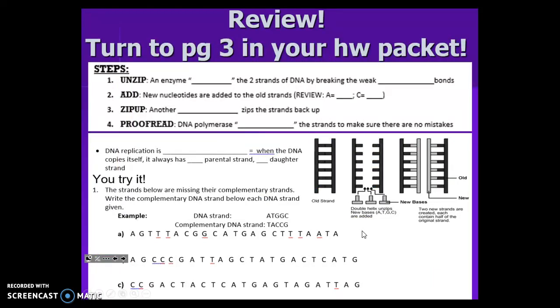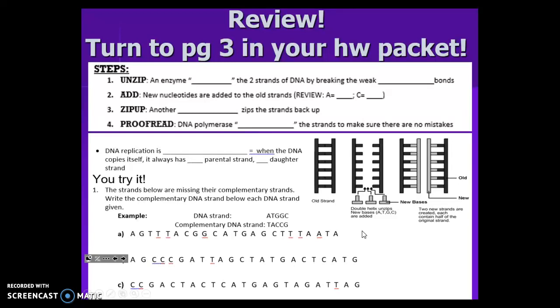Turn now to your homework packet. You're going to turn to page 3. This is a great little reloop. See if you can pause the video right here and fill in the blanks of the steps 1 through 4 of the process of DNA replication.